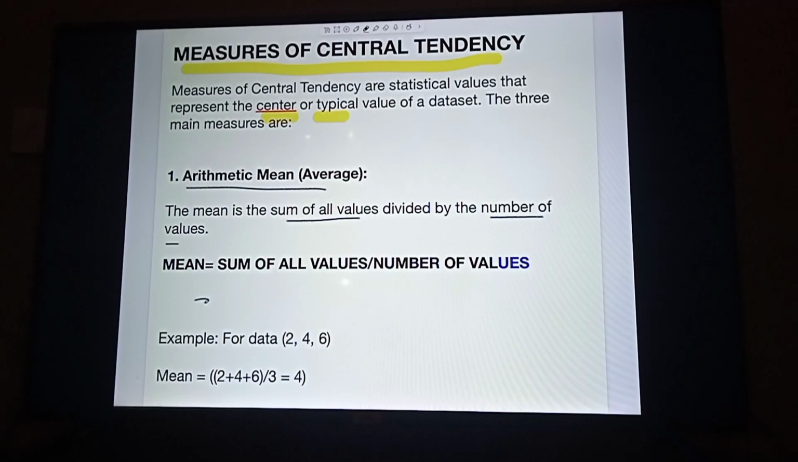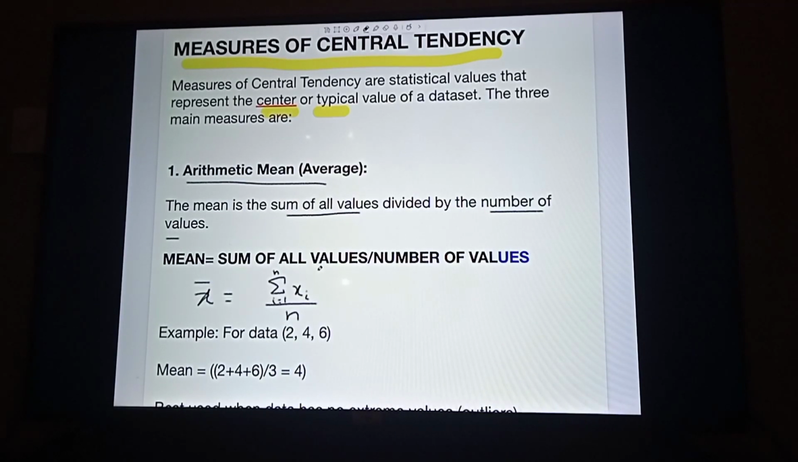Mathematically, it is denoted with x bar, and x bar is equal to the sum of all values. This sign is sigma, and it tells us to add all values, which are represented with x, and then divide by the number. If we have n numbers, then each ith value is added, with i running from 1 to n. So this is the formula for the arithmetic mean.